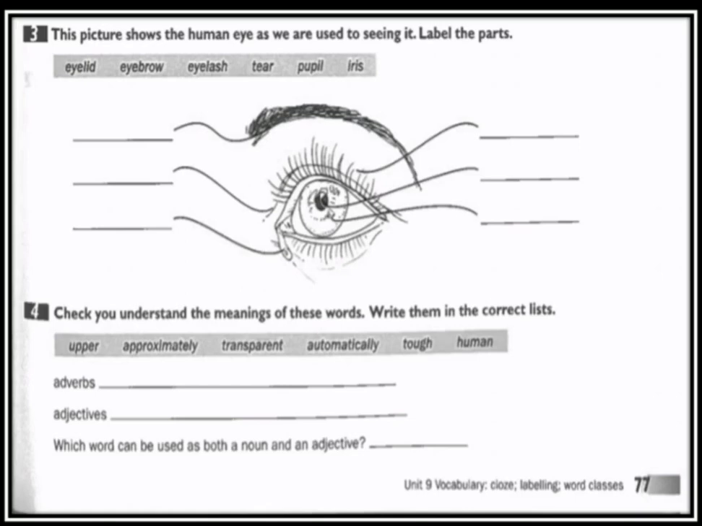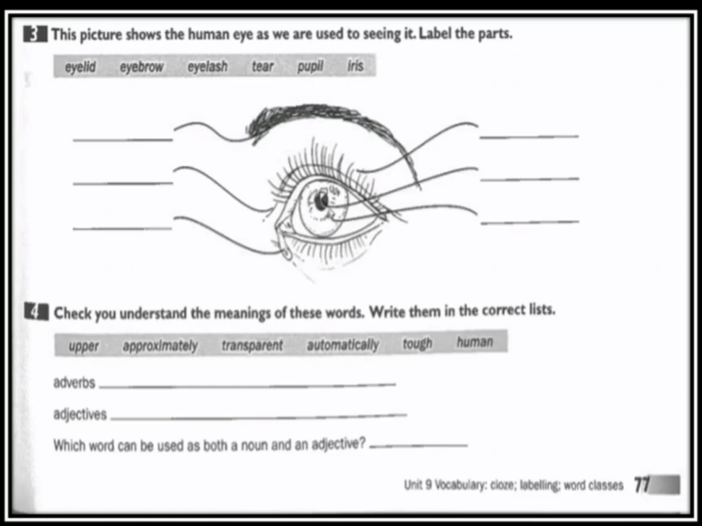Eyelid, eyebrow, eyelash, tear, pupil, and iris. Let's start. We start from the left and go clockwise. Eyebrow, then eyelash, pupil, iris, tear, which we see falling, and the last thing, eyelid. Now let's go to exercise number 4.